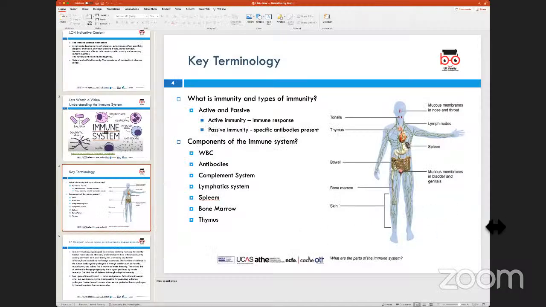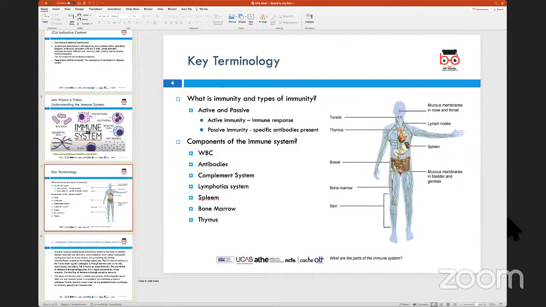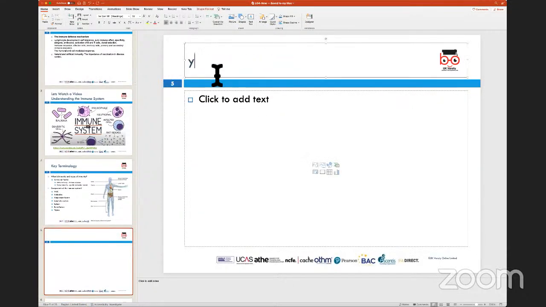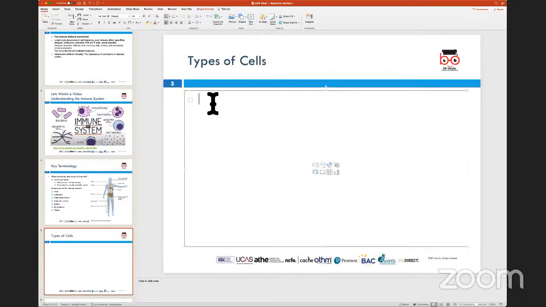So when we look at the bits that we have to understand about the immune system, one of the other things that you would need to know is the various types of cells. These would include, in white blood cells, which we would need to break down further into B cells and T cells. We will need to look at neutrophils, cytokines, and macrophages.